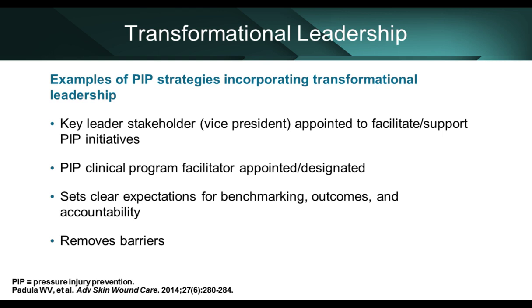But regardless, in our organization, some examples of incorporating this transformational leadership component are as follows. A key leader stakeholder, in fact at the vice president level, was appointed to facilitate and support our pressure injury prevention initiatives at the system level. A pressure injury prevention clinical program facilitator was appointed and designated. Clear expectations were set for benchmarking, outcomes, and accountability, and the leader assisted with removing barriers to achieve these components.